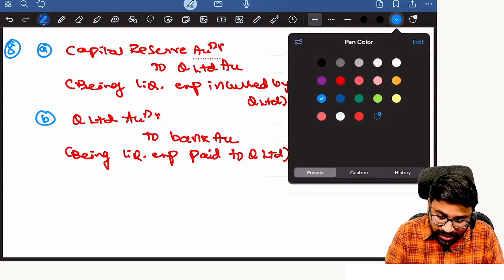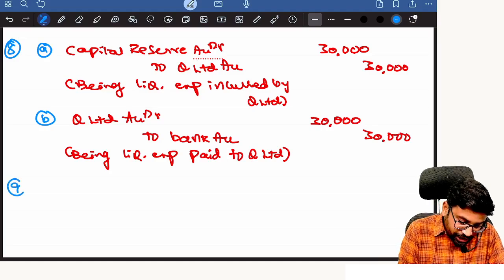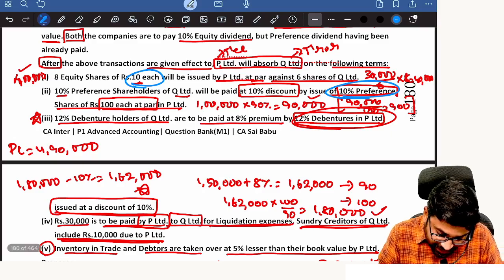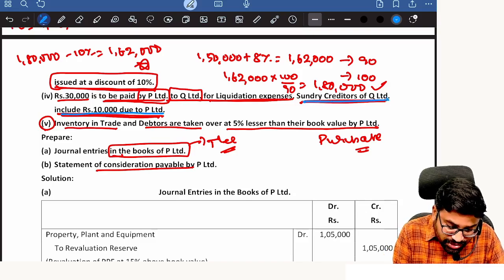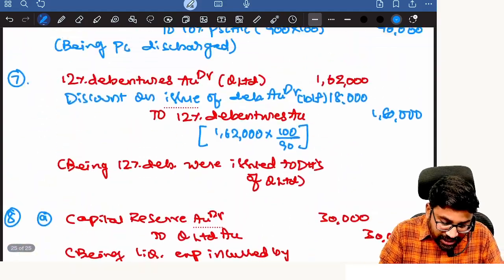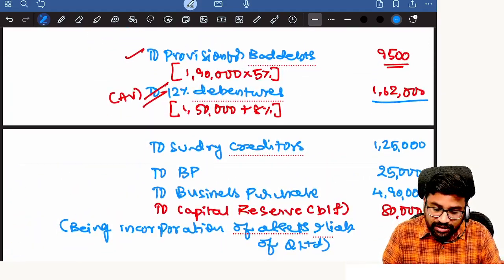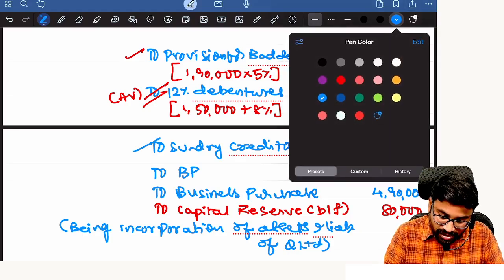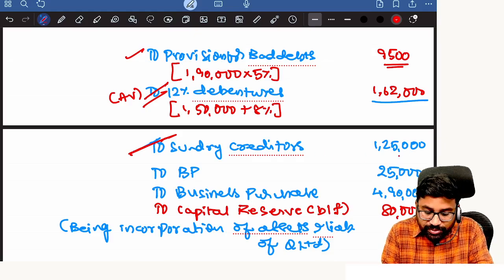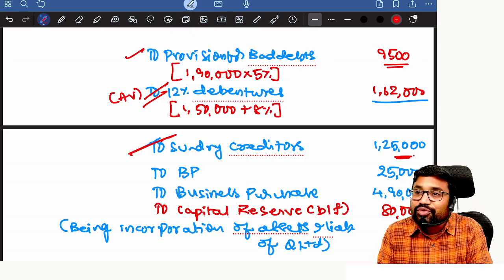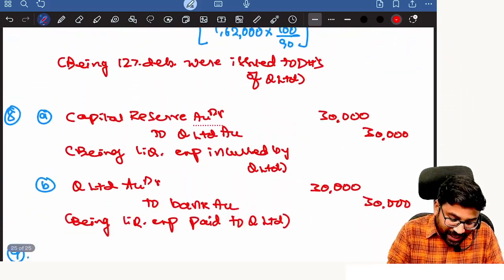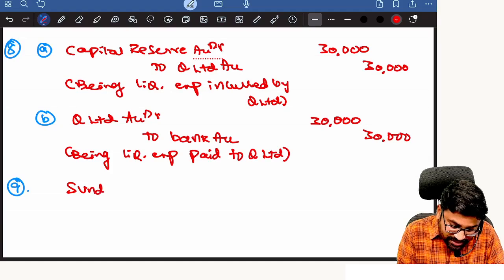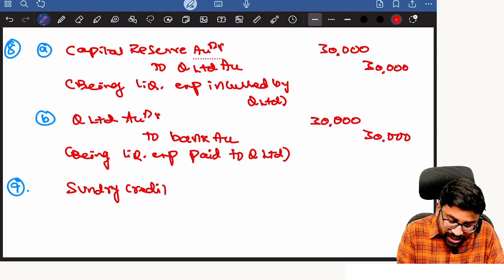Next, sir, intercompany owings. Important. Sir, here, if you read the question carefully, fourth point you see, sundry creditors of Q Limited include 10,000 due to P Limited. Actually, see, in the incorporation entry, we have taken sundry creditors of Q Limited. See this one. Hello. Sundry creditors of Q Limited, we already incorporated in our books. In this 1,25,000, the amount due to P Limited is also there, no? Therefore, we need to cancel sundry creditors.